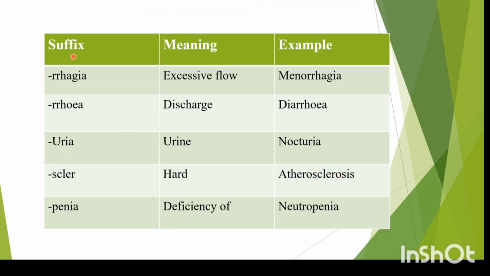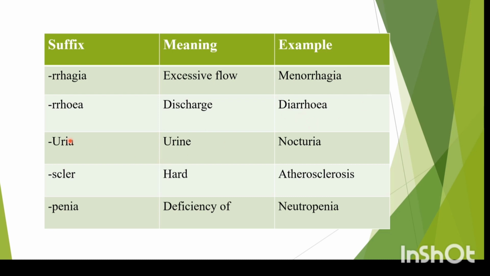Next one is rrhagia. Rrhagia means excessive flow. Example, menorrhagia. Menorrhagia means excess flow of menstruation. Next one is rrhea, meaning discharge. Example, diarrhea. Diarrhea means excess discharge of fecal material or any electrolytes from the body, called diarrhea condition.